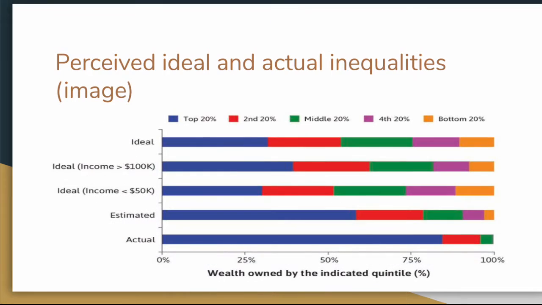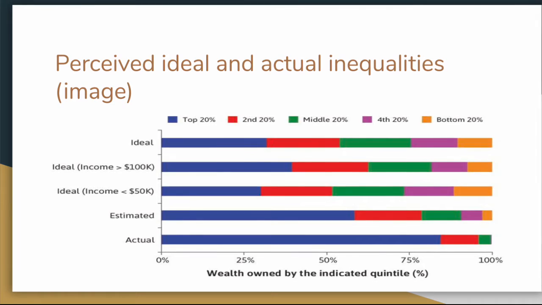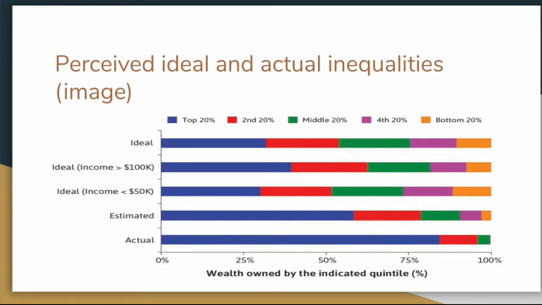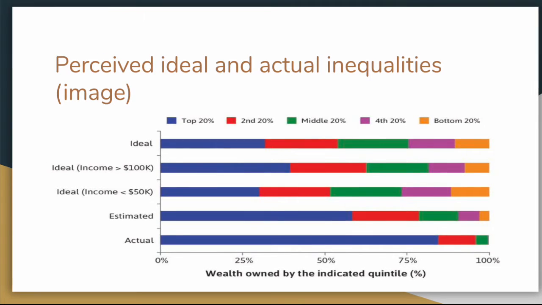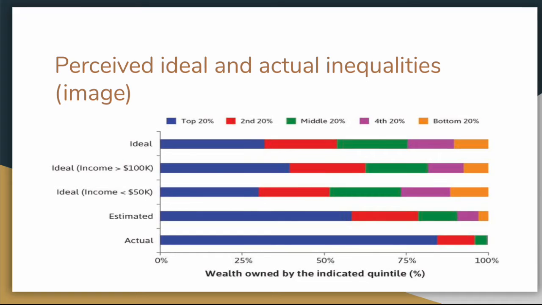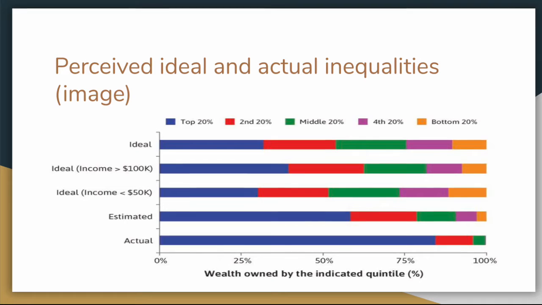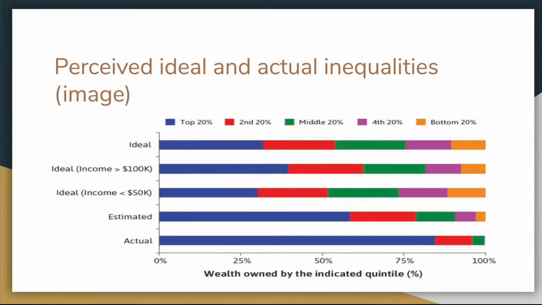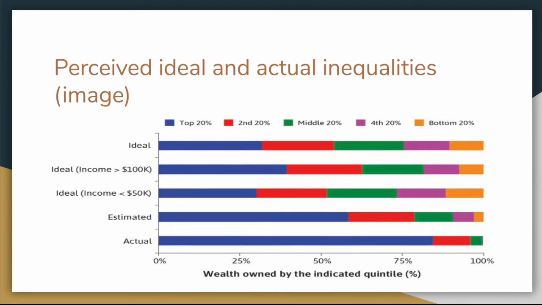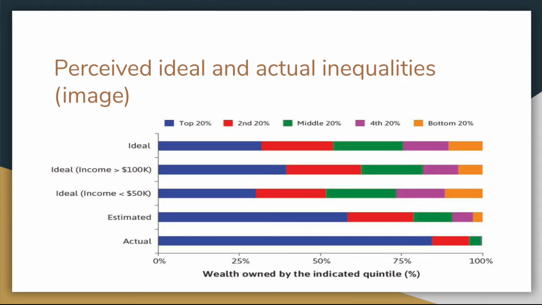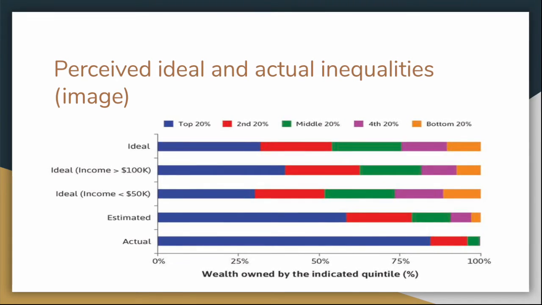So in this slide, you can see the graph that I was explaining from the previous slide. On the left, it says ideal income greater than 100,000, ideal income less than 50,000, the estimated and actual. On the bottom, you can see 0%, 25%, 50%, 75%, and 100%, and the title is wealth owned by the indicated quintile. So that just explains what people believe percentage-wise. At the top, you can see the colors: blue was the top 20%, red was the second 20%, green was the middle 20%, purple was the fourth 20%, and orange was the bottom 20%.